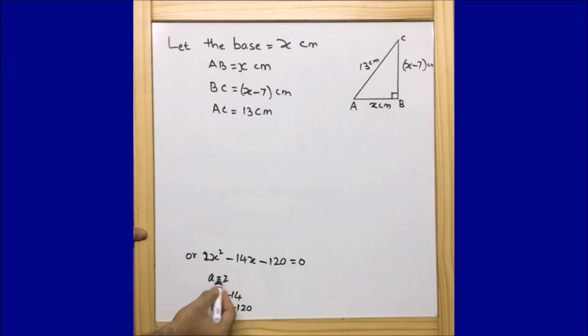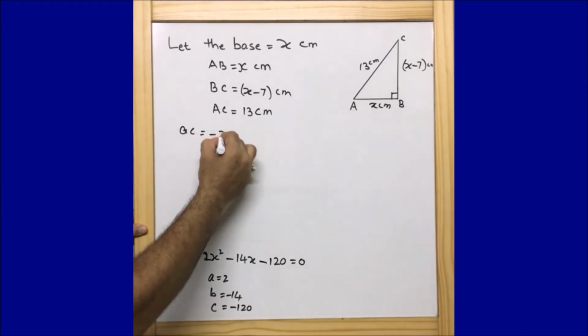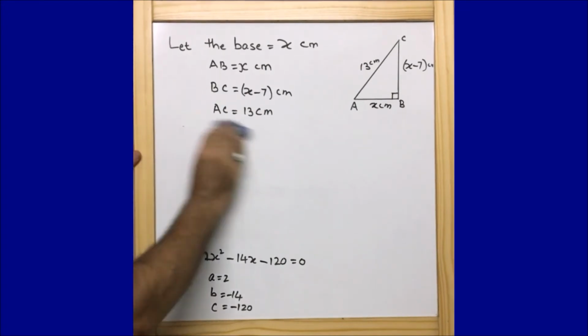Here we are getting a is equal to 2, b is equal to minus 14, c is equal to minus 120. So ac is equal to minus 240. We got the value of AC. AC is minus 240. But guys, one thing we can do that I am forgetting here.